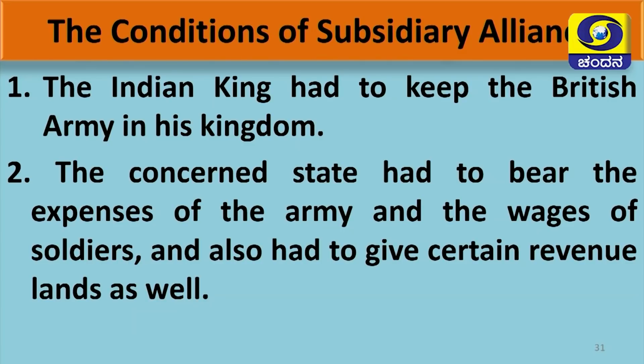The first term of subsidiary alliance is that the Indian king had to keep the British army in his kingdom. Not just keeping the army, he had to maintain its expenses. That means the concerned state had to bear the expenses of the army and the wages of soldiers too, and also had to give certain revenue lands to the British East India Company.